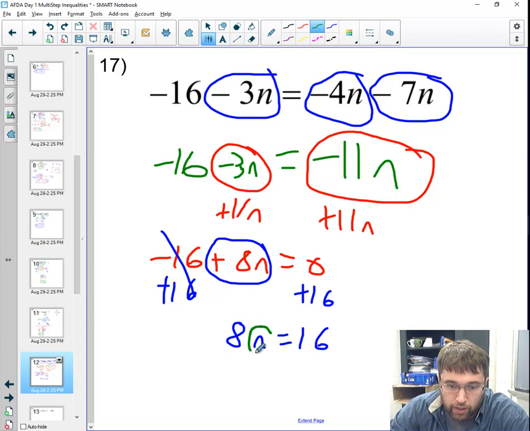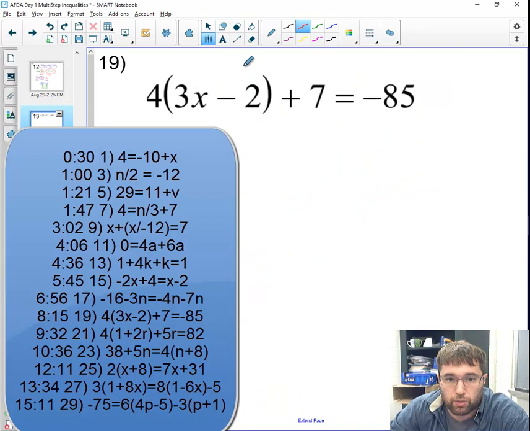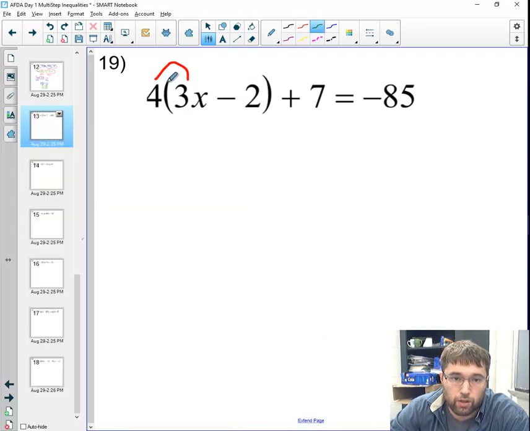Circle the variable, take care of the hater. We have multiplying by 8, so we divide by 8. And we're left with n equals 2. Next problem, we have distribution. So we have to distribute first.